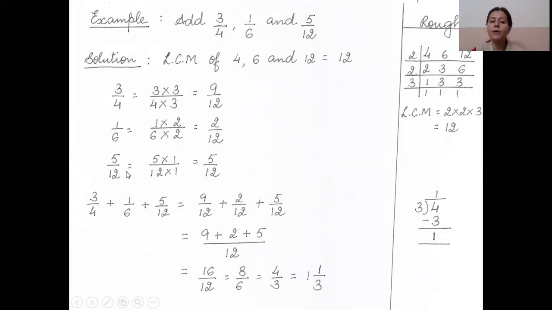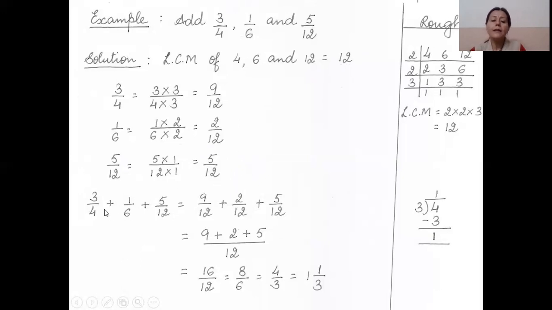Now next 5 upon 12 beta. Now here beta 12 is equal to 12. 12 ones are 12. So 5 ones are 5. So 5 upon 12 is equal to 5 upon 12. Here beta the denominator is equal to the LCM only. So the fraction will remain the same.